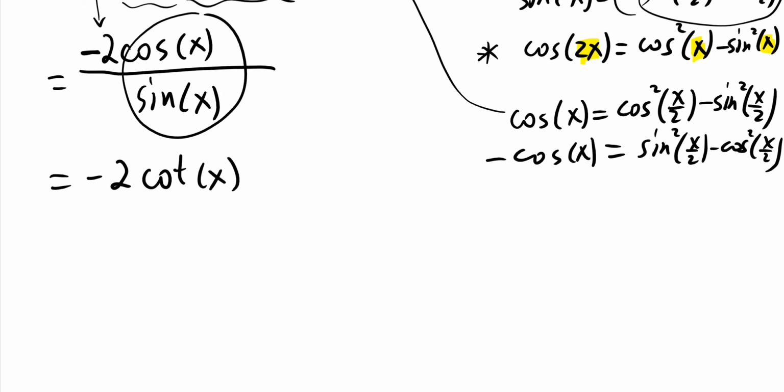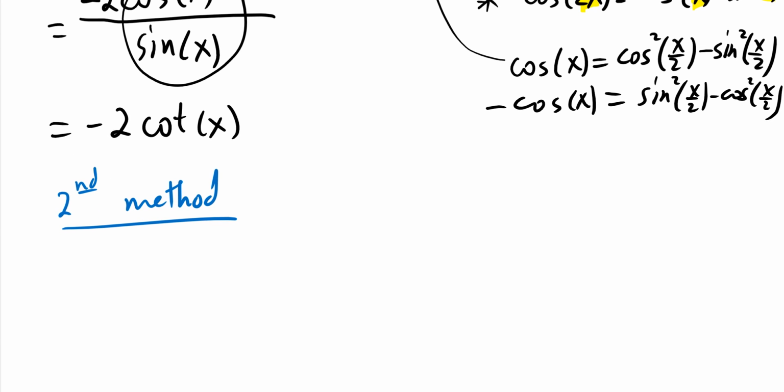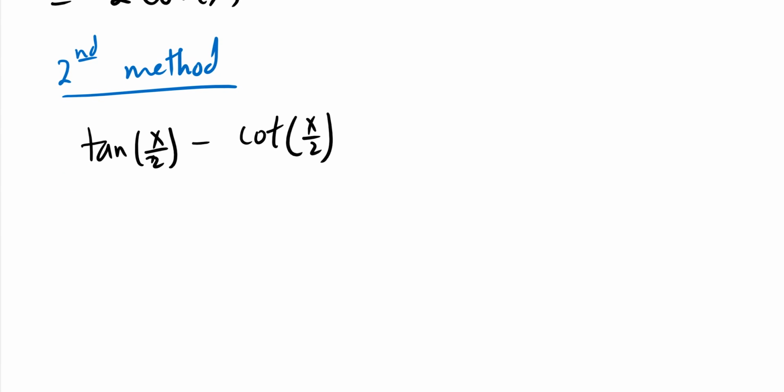Since there was a lot of work here, what about looking at a second method? There's a second method in mind. So I'm going to start with the same side, but I'm going to use a different approach. Minus cotan x over 2. We want to prove this is negative 2 cotangent x. So how do we do that? Well, first thing, I'm going to change cotan x over 2 into 1 over tan x over 2.